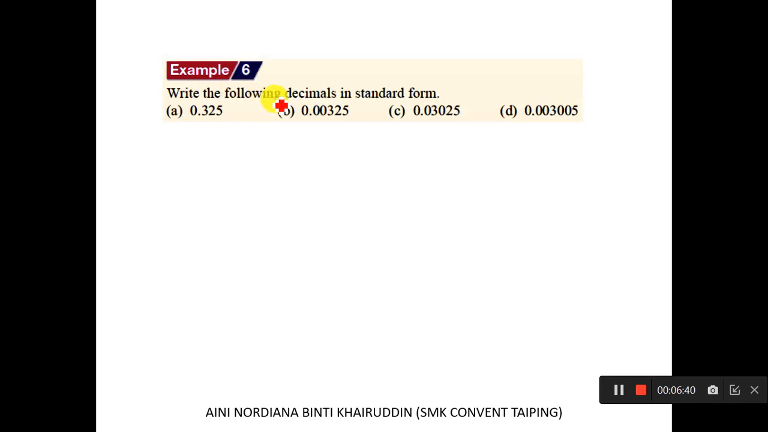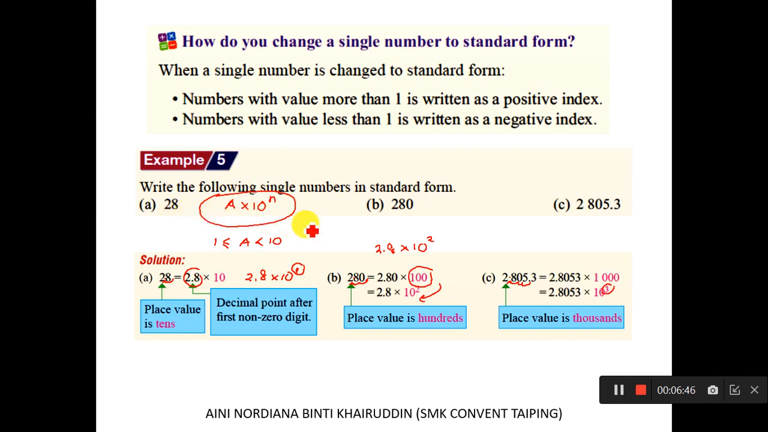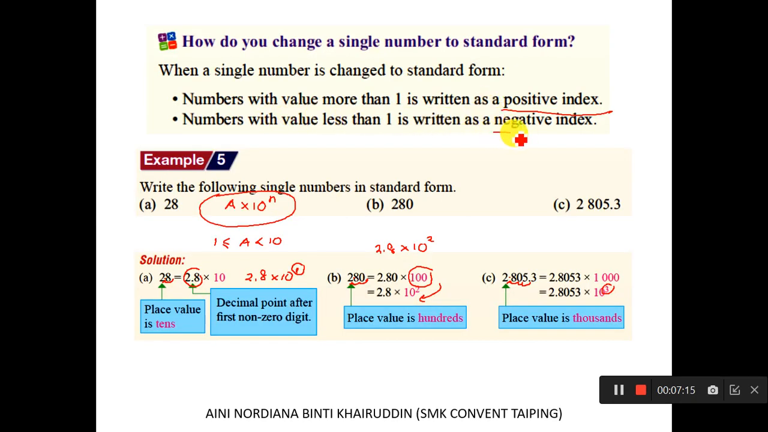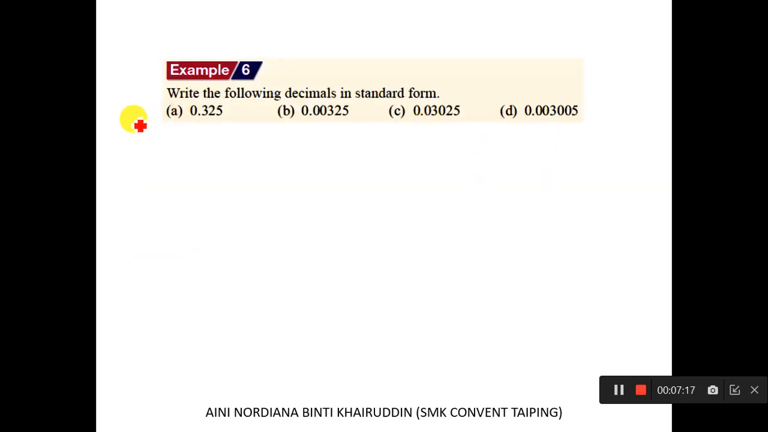Okay, have a look at this example. Okay, as I mentioned just now, if the number is greater than 1, okay, the value is more than 1, it's written as a positive index. Positive index means the power here is positive. Okay, for this example, all the numbers here are less than 1. So, when the number is less than 1, the index will be negative. Alright, so have a look at this example.